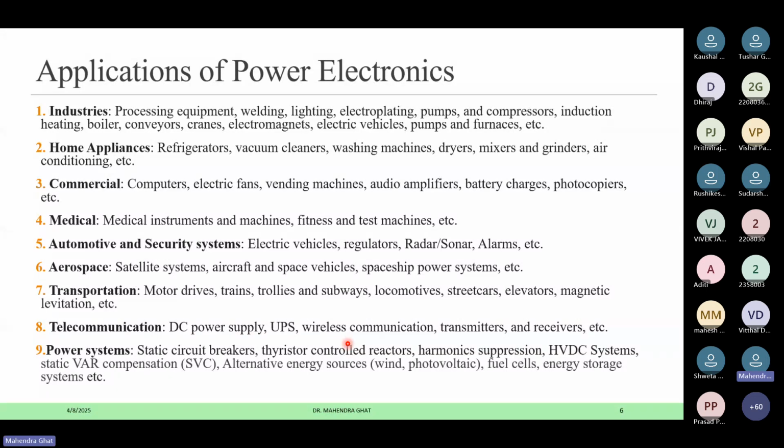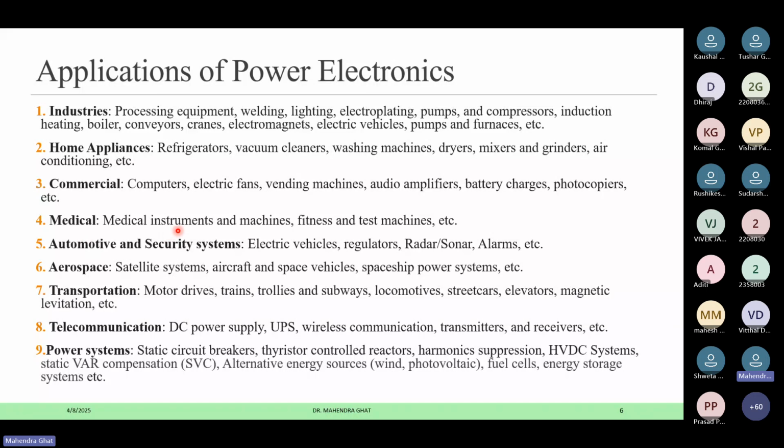So that's why we can see the applications, some of which I have listed here. You can see industries: in industry, power electronics is used in processing equipment, welding, lighting, electroplating, pumps, compressors, induction heating, boilers, everywhere. Home appliances, which we use everywhere, like refrigerators, vacuum cleaners, washing machines, dryers, mixers, again use power electronics. Commercial applications: computers, electric fans, vending machines, audio amplifiers, battery chargers. All these use power electronics.